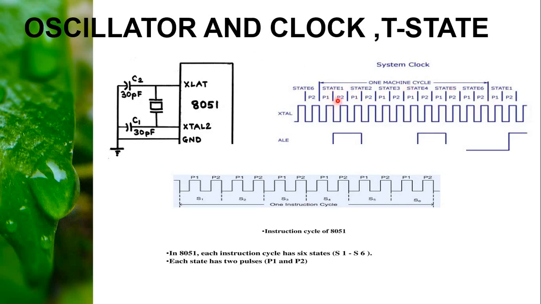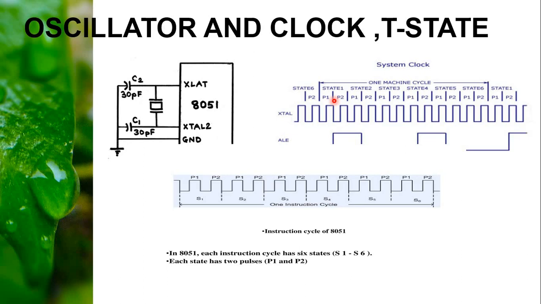Here we are having 6 states. What is the T state? Each state will be having two pulses, that is P1 and P2, phase 1 and phase 2, pulse 1 and pulse 2. So T state is that each state is having two pulses. That is called a T state.